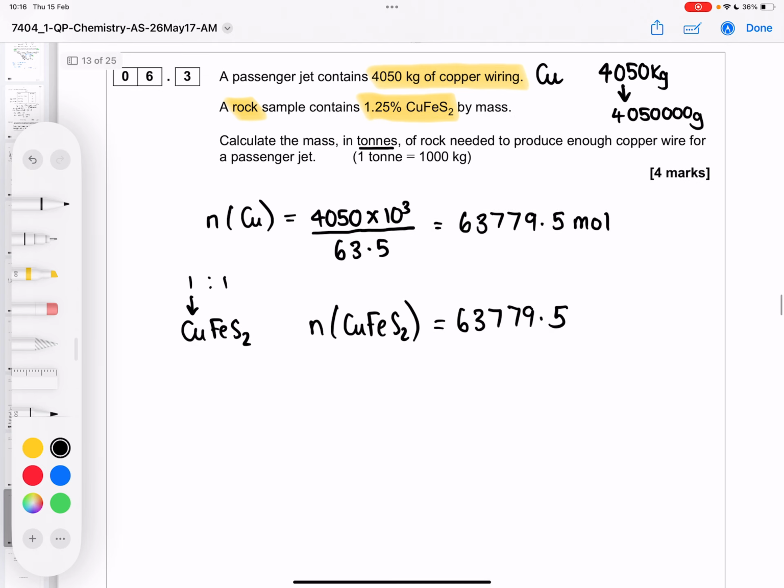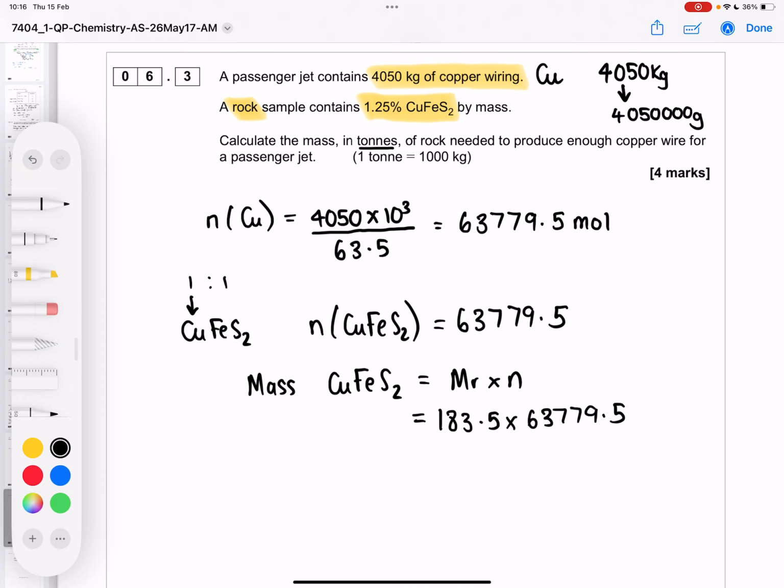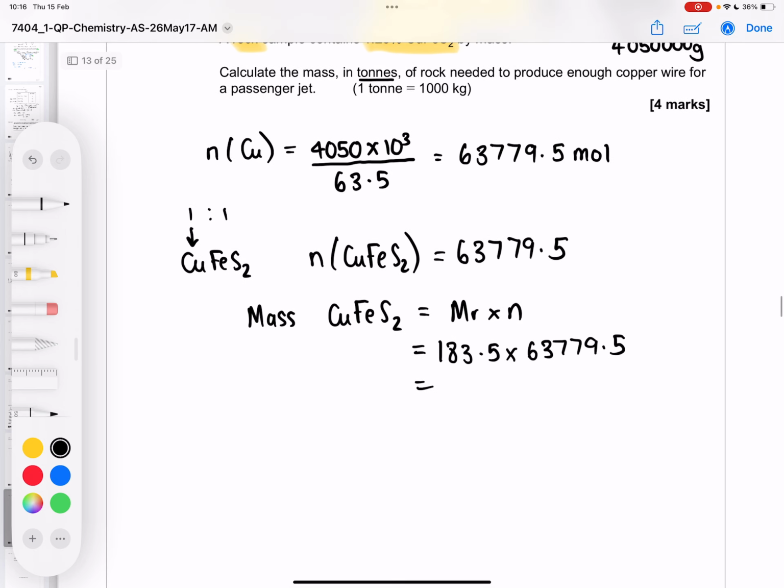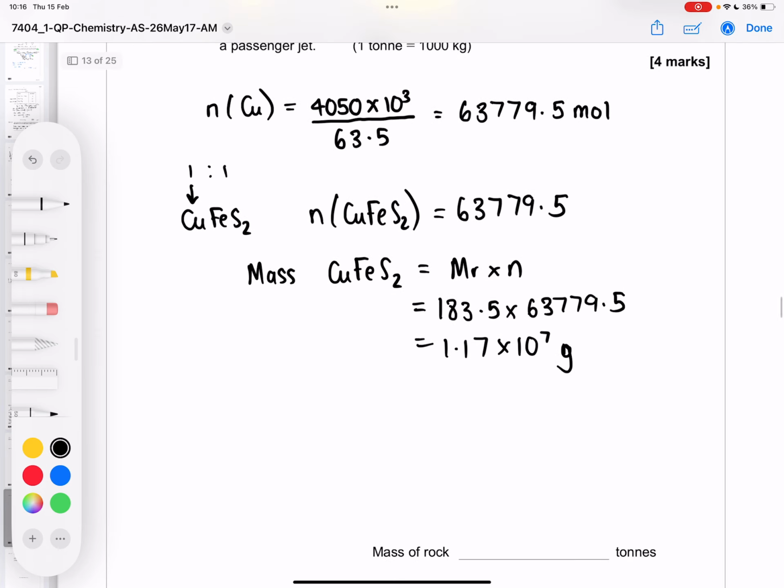Okay, so then the next thing I would do is, well, what mass of this ore is that, of this copper iron sulfide? So mass is Mr times moles. So let's add up the Mr of that, and that's coming to 183.5, and times it by the number that we have still on our calculator. And we're getting a very, very big number, 1.17 times 10 to the 7 grams here. And this is equivalent to, this is the 1.25%.